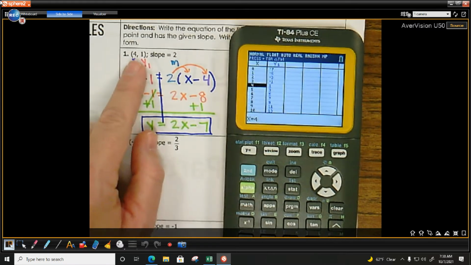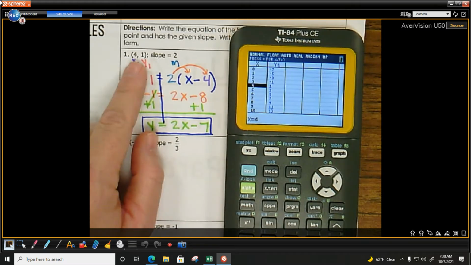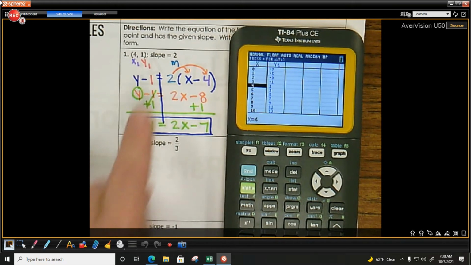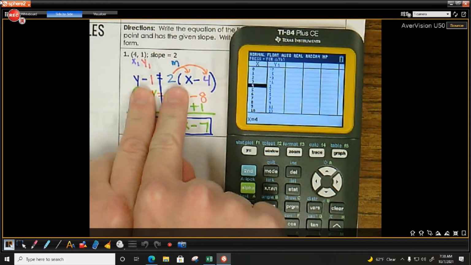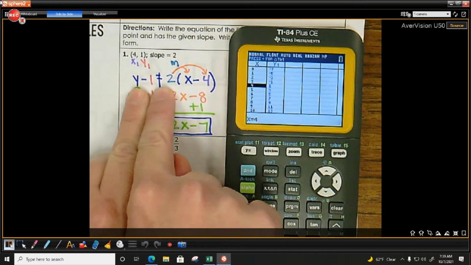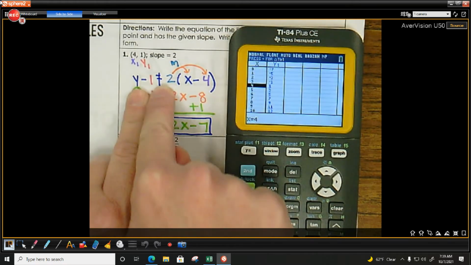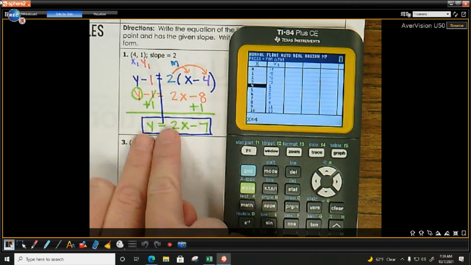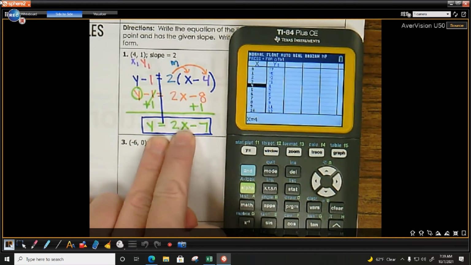Okay, this is how you can check yourself. Are we seeing why the calculator is beneficial for us? Okay, can you graph when it's in point slope form like this? No, we only can graph if it says y equals, this says y minus 1 equals. That's why we don't like point slope form. We always want it in slope intercept form, okay?